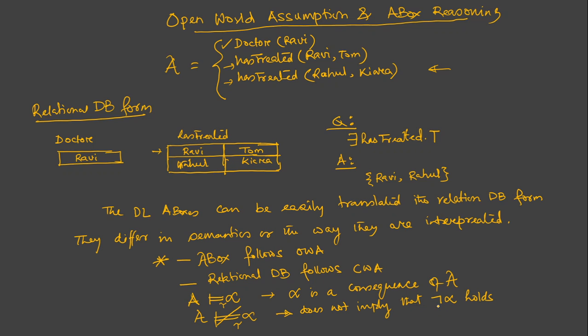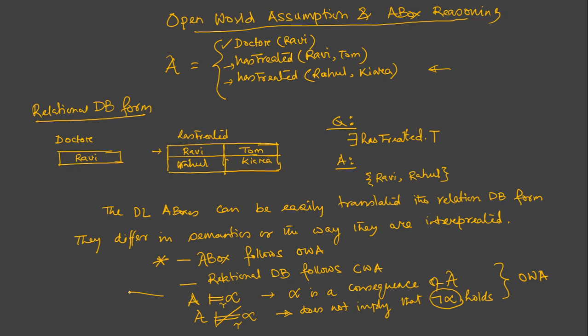We cannot really say that if we follow OWA. Whenever you see that alpha is a consequence, alpha is modeled by the ABox A, then we entail by A, you say that whenever A is true, then alpha is true, right? Now if A does not model alpha, so alpha is not a consequence of the ABox A, that does not mean that the negation of alpha holds, and that goes with open world assumption.